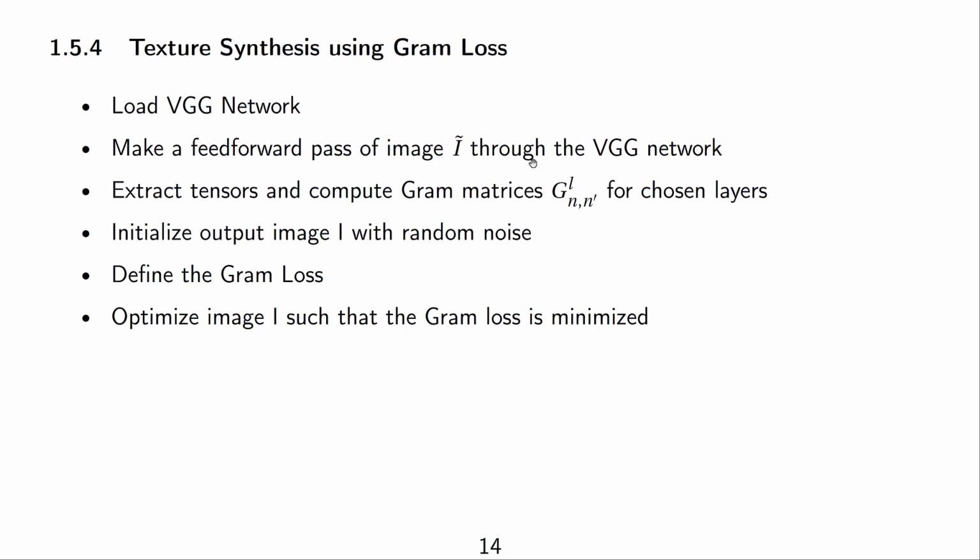While we might not have all the relevant losses collected and described yet, we have enough to at least describe the outline of the algorithm. First, we load a pre-trained VGG network. Then, we take the input image I tilde and make a feed-forward pass through this network. Then, we can extract tensors at the chosen layers and compute the gram matrices for each of the chosen layers. Also, we can initialize the output image or output texture I with random noise. Then we can define the gram loss as described before.